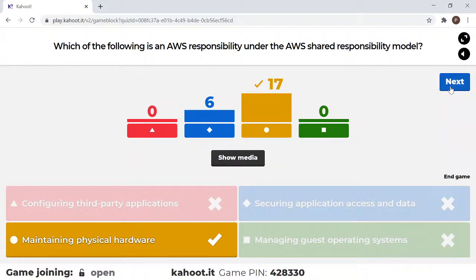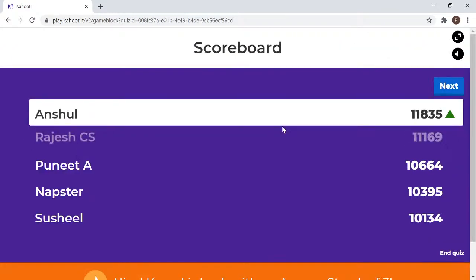Moving on to the next question. So seems like Anshul has stopped Rajesh. Good going. Moving on to the next question.